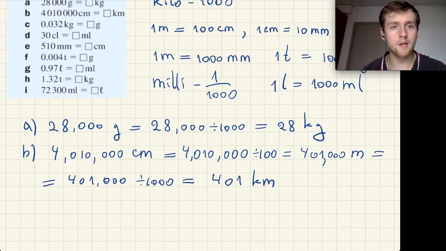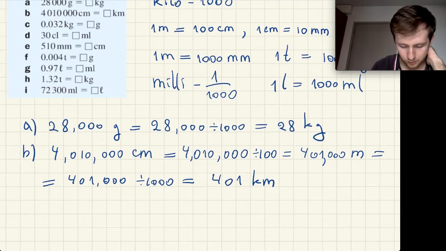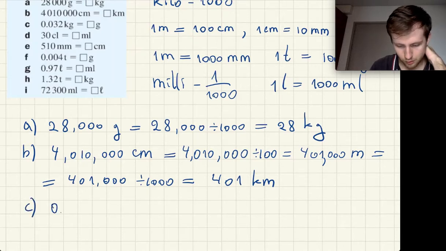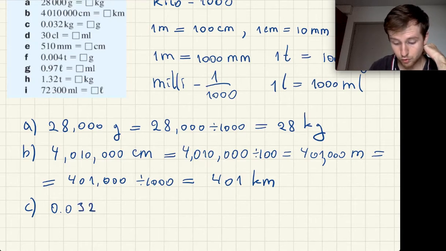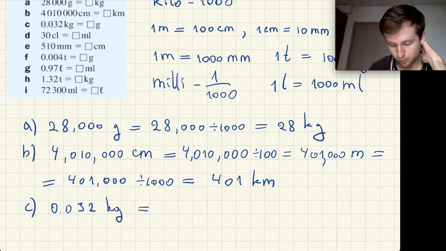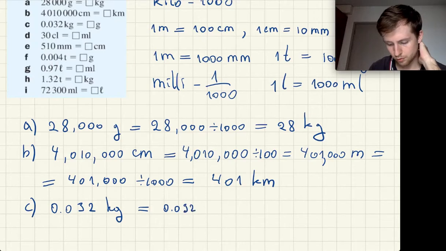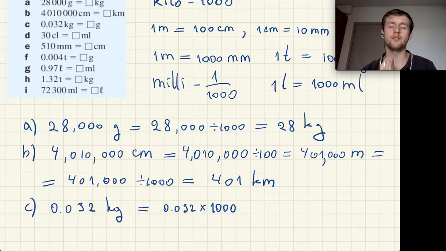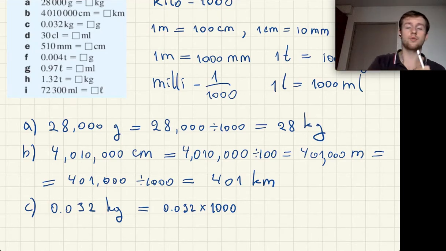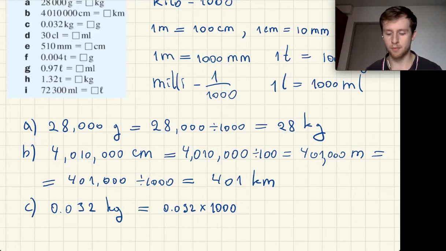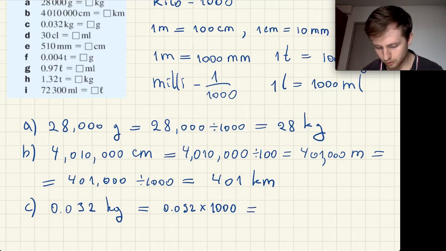Okay, what do we have next? We have kilograms to grams. Let's do it. 0.032 kilograms equals 0.032 times 1,000. Now we multiply because it's a smaller unit. In case you convert from a bigger to a smaller unit, you have to multiply the number. So 0.032 times 1,000 would be equal to 32 grams.